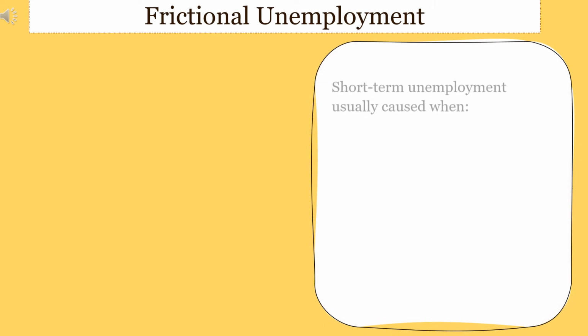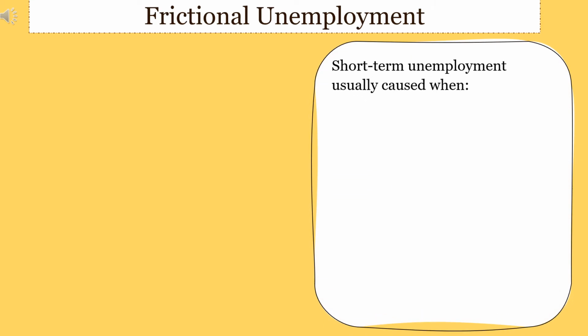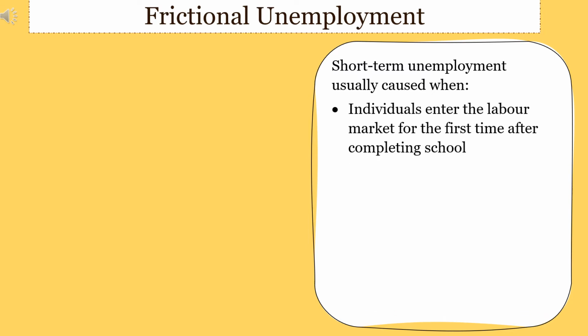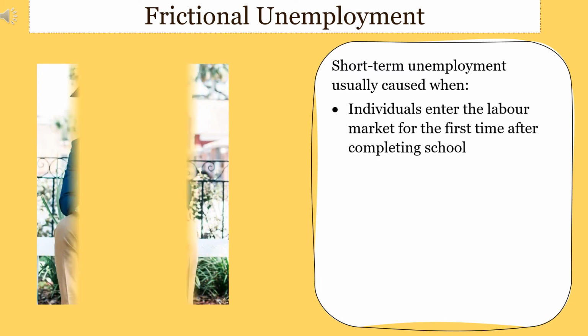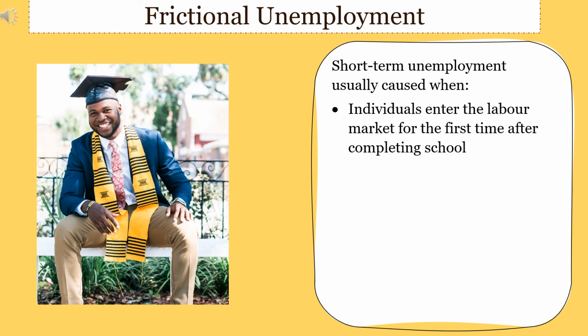The second type that we're going to see is frictional unemployment. Frictional unemployment can occur for many different reasons. It is a short-term unemployment, meaning that it does not exist for a very long time. It is caused when individuals enter the labor market for the first time after completing school. It normally takes graduates a few months after leaving school before they can get a job. During that time between leaving school and starting their job, they are frictionally unemployed.